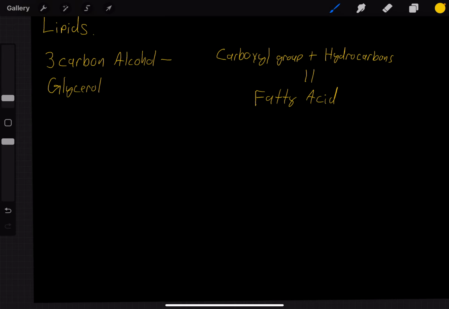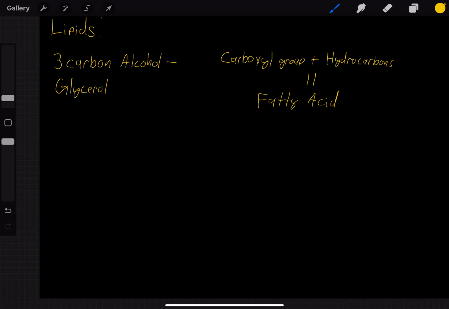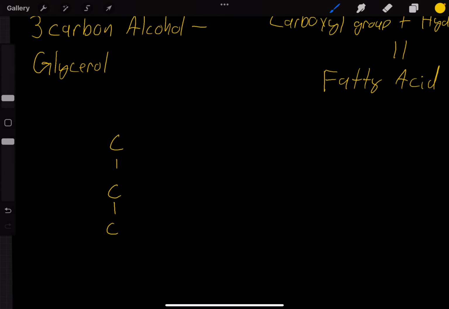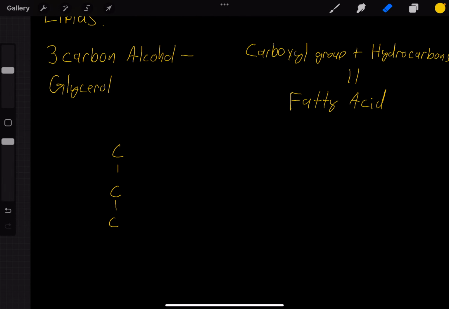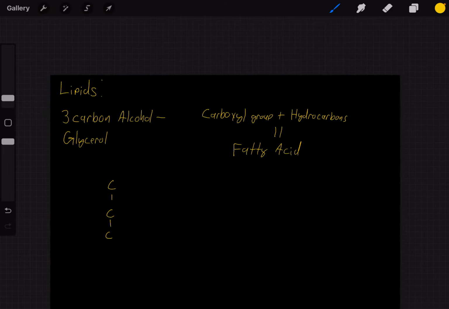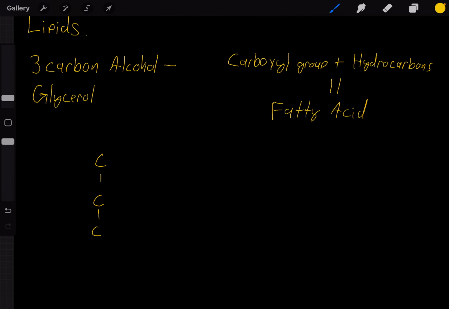Now, these two will combine. So you have your three carbon alcohol here, and they do have hydrogens on them, but the whole point is you have your three carbon alcohol, then your fatty acids will connect to them. So you have your hydroxyl group.